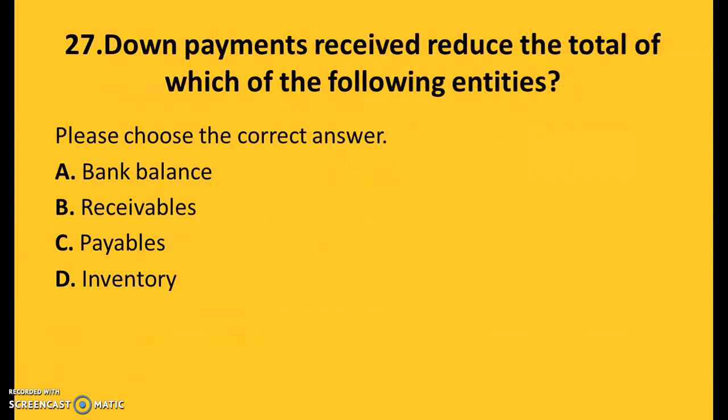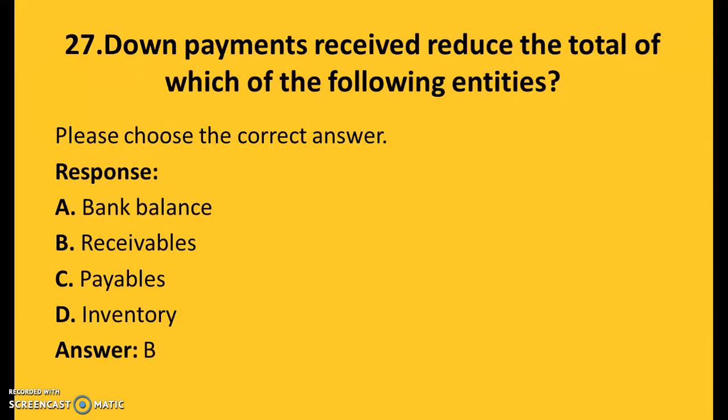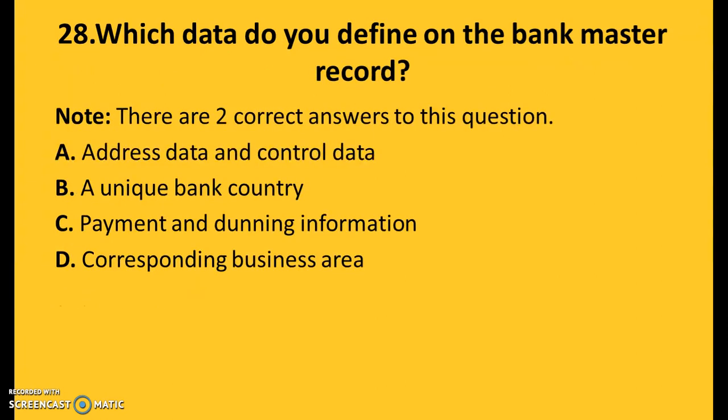Down payments received reduce the total of which of the following entities? Is it bank balance, receivables, payables, or inventory? The answer is B, receivables. So down payments received reduce the total of receivables.